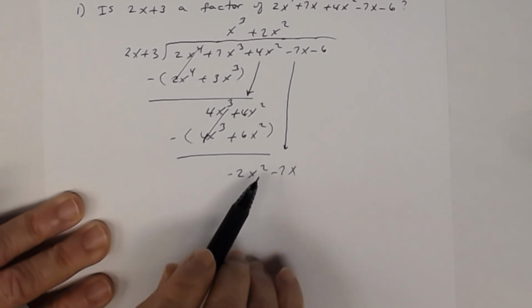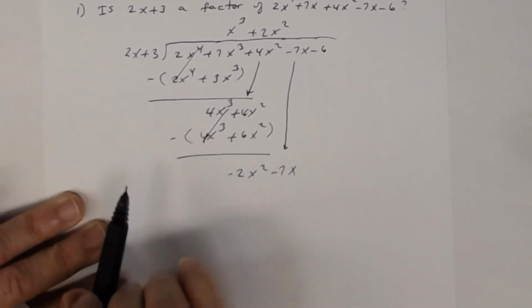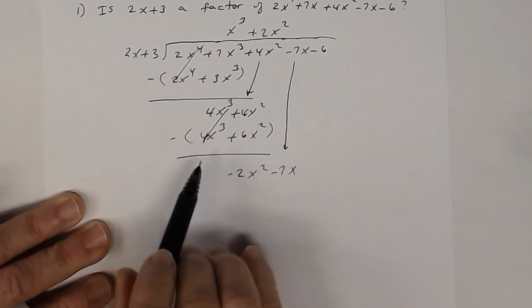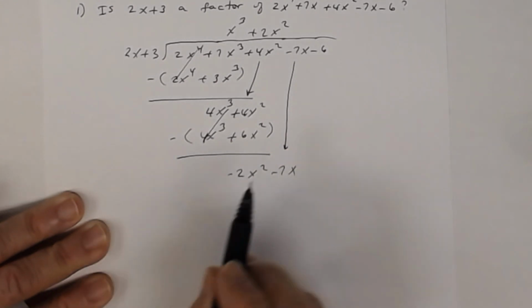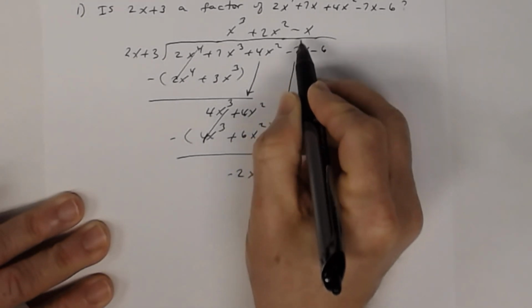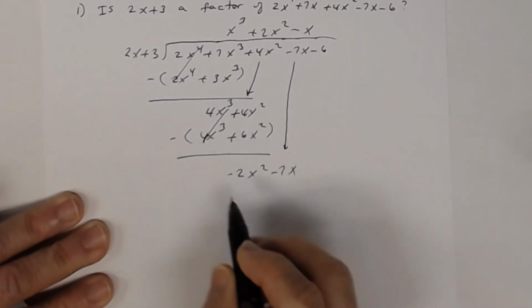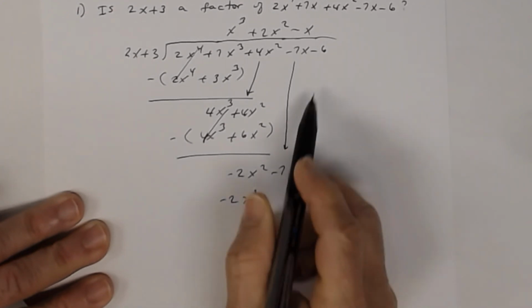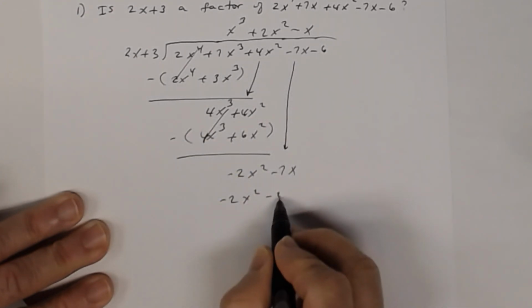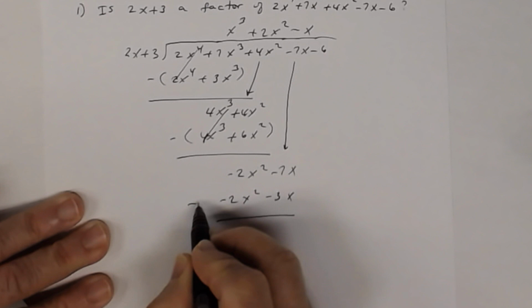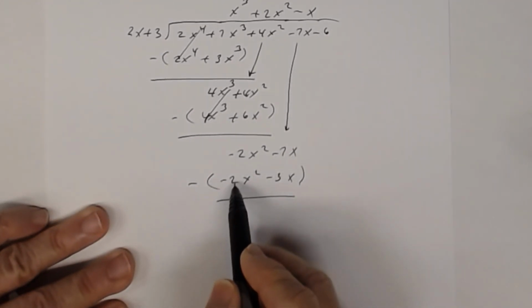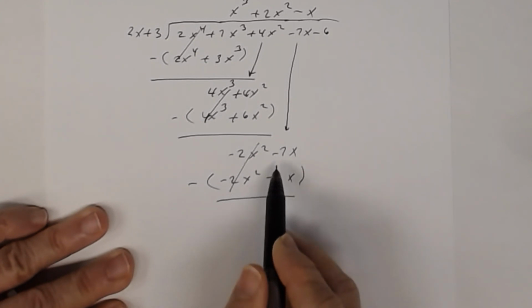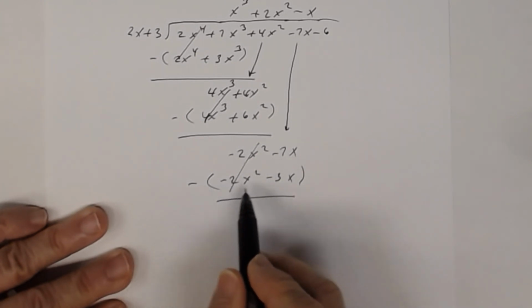Then you do the process all over again. The degree here is 2, the degree here is 1. So negative 2x squared divided by 2x is a negative x. Line up the like terms. Negative x times 2x is negative 2x squared. Negative x times 3 is a negative 3x. And then you subtract. Negative 2x squared minus itself, that's 0. Negative 7x, subtract a negative 3x.